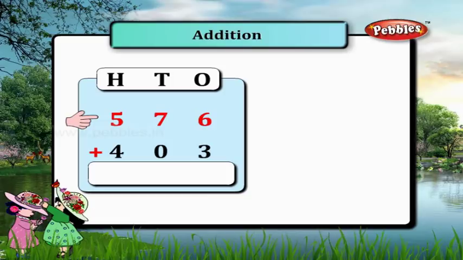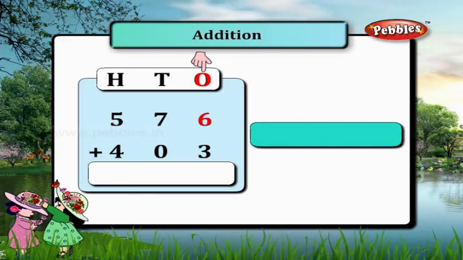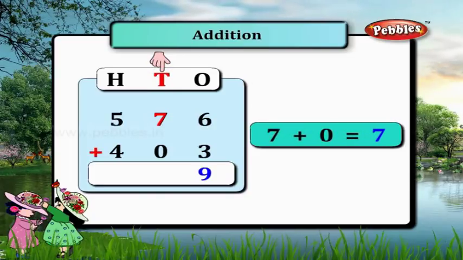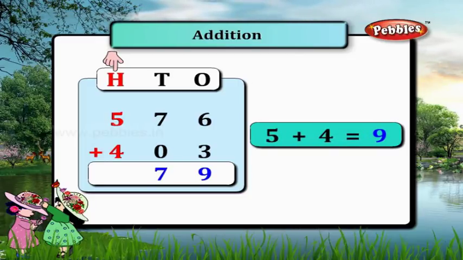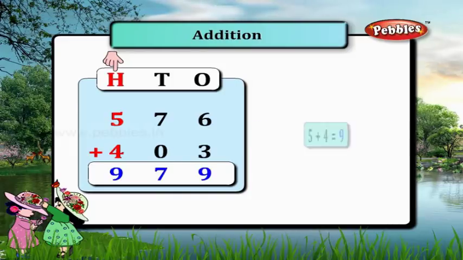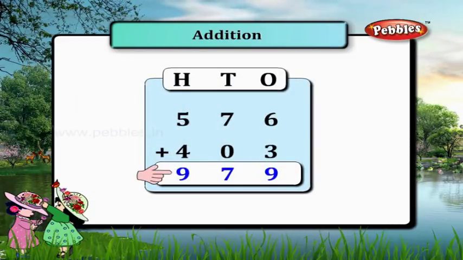576 plus 403. Add the ones. 6 plus 3 is equal to 9. Add the tens. 7 plus 0 is equal to 7. Add the hundreds. 5 plus 4 is equal to 9. And the total is 979.